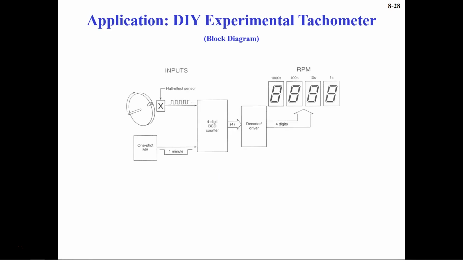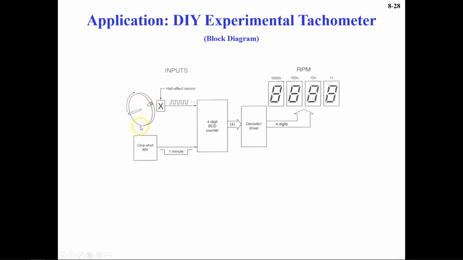Now, application: DIY experimental tachometer. Here you see the block diagram, and you can design this experiment in your lab also. All of these things must be available in the lab. You can use a 4-bit BCD counter, then a decoder, and then a display. Then you give the one-shot clock, and you can use a Hall effect sensor which will connect to this counter.